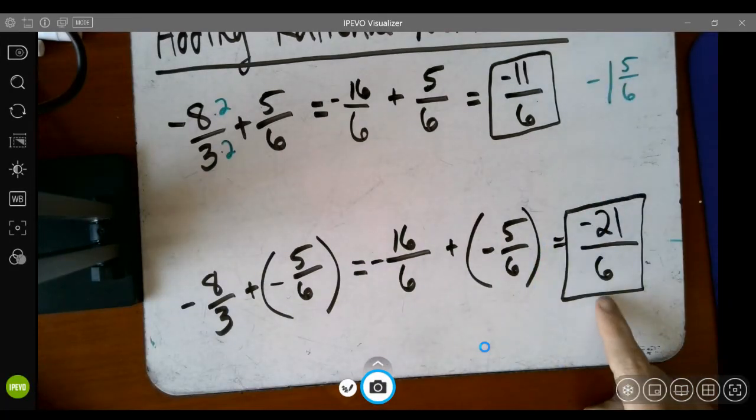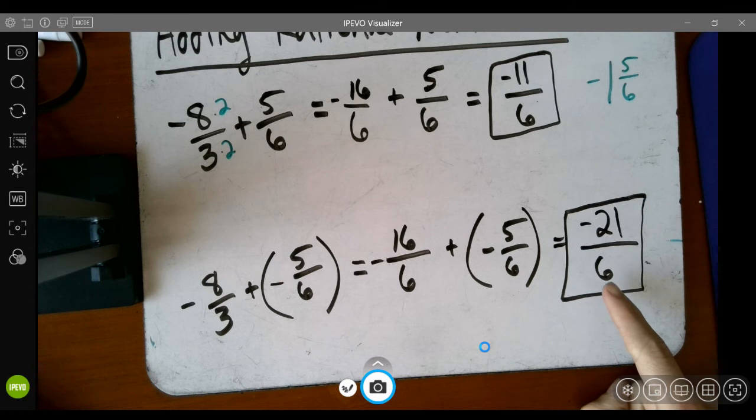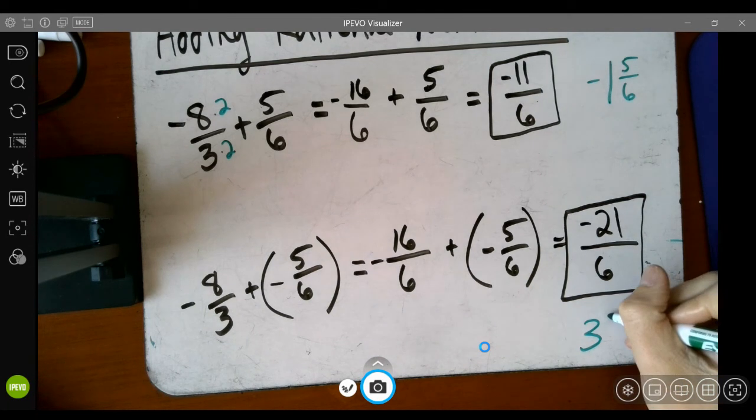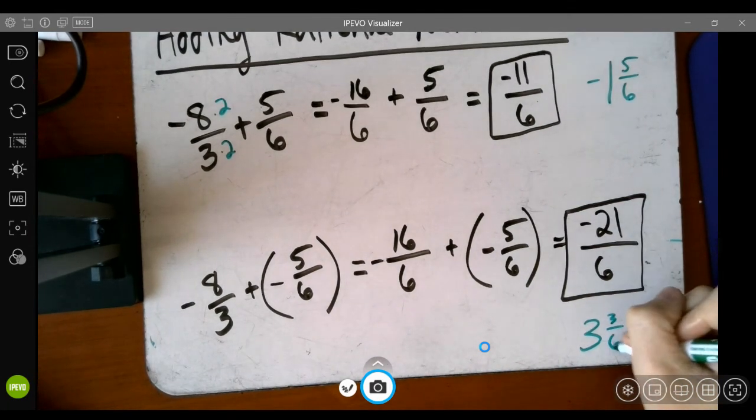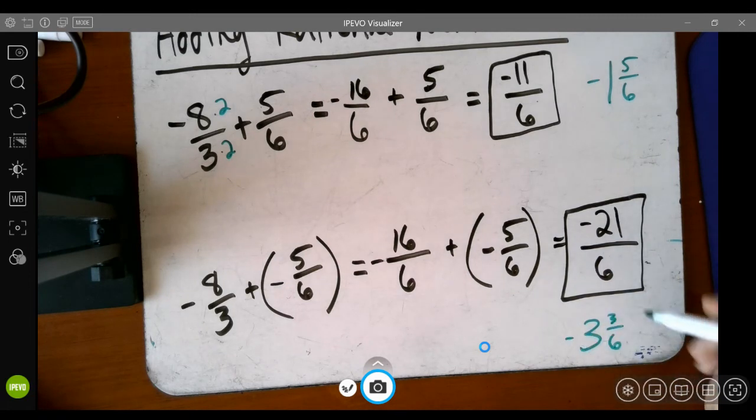For this one, it'll be a similar thing. 6 would go into 21 3 times, and there would be a remainder of 3, because 3 times 6 would be 18. There would be a remainder of 3, and then it would be negative because the improper fraction was negative. And then we would never leave an answer as 3/6. We would always simplify that to 1/2. So this would be equivalent to negative 3.5.